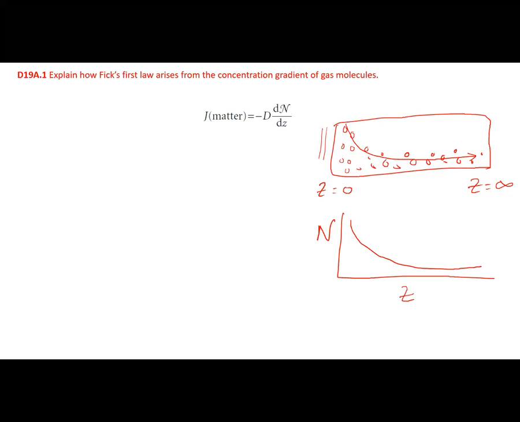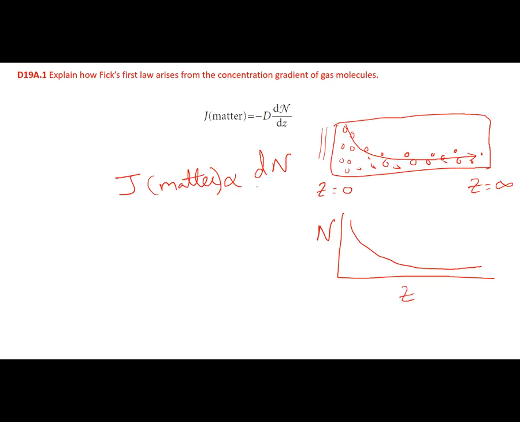The movement of matter from z equal to 0 to a point later at a higher z value, the matter flux, is directly proportional to the change in the number density, or the concentration of molecules or atoms, along the z direction. So to remove the proportionality, we introduced a constant called the diffusion coefficient, and it becomes so.